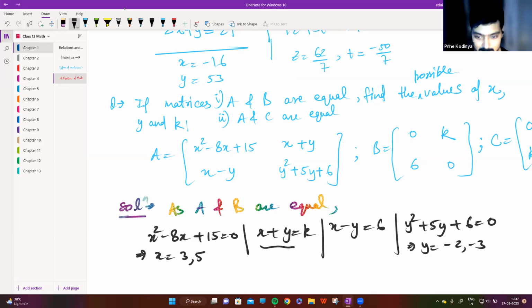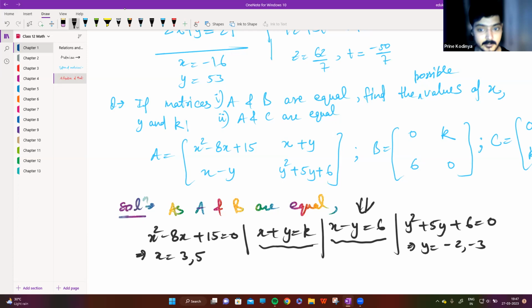Now we have to think about these two equations. Now this equation, what is the meaning of this question? Let's understand this. Question मैंने तुम्हें इसलिए दिया क्योंकि देखो 2 values x की मिली, 2 values y की मिली, right? तो ऐसे तो हमारे पास 4 possible solutions होने चाहिए. 4 possible solutions कैसे? एक 3, -2, एक 3, -3, एक 5, -2, एक 5, -3.